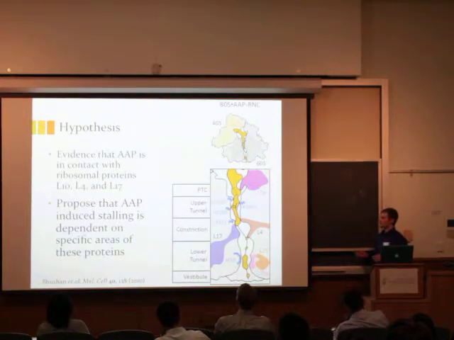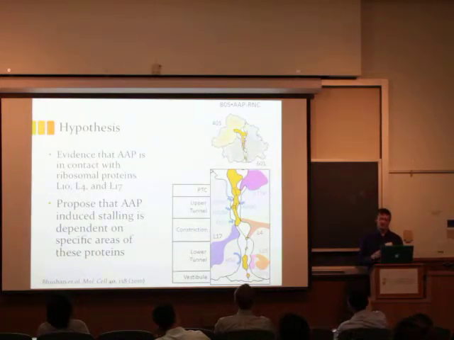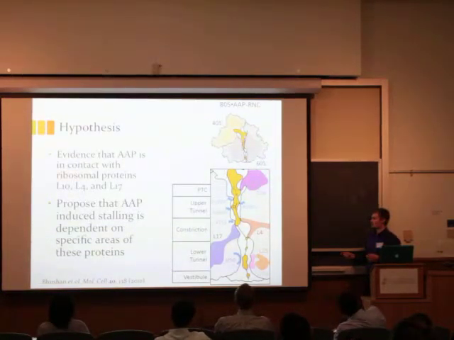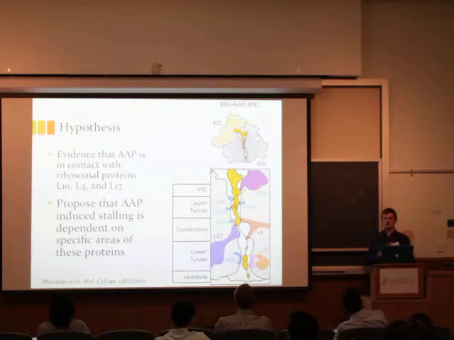So what I proposed was that our gene attenuator peptide-induced stalling is dependent on these specific areas of the proteins. Meaning, if, say, I mutate these small parts of the proteins, then stalling should not persist. And that would help narrow down what kind of interactions are going on, and which proteins are involved in what parts of those proteins.